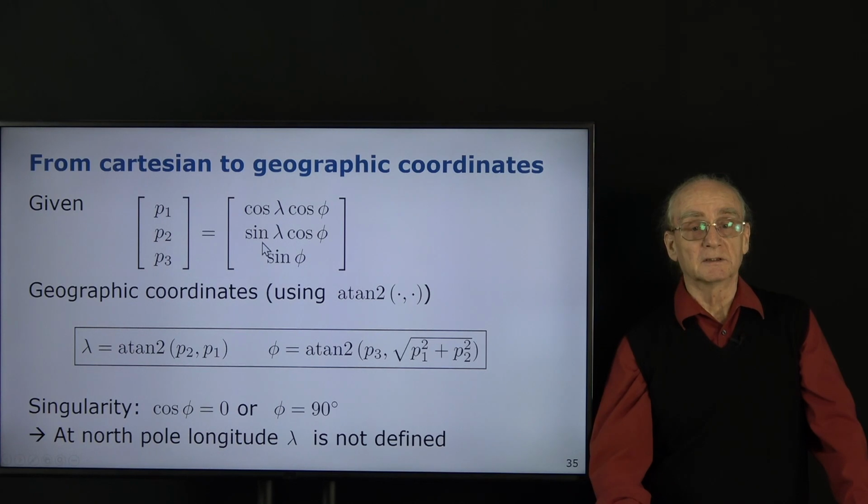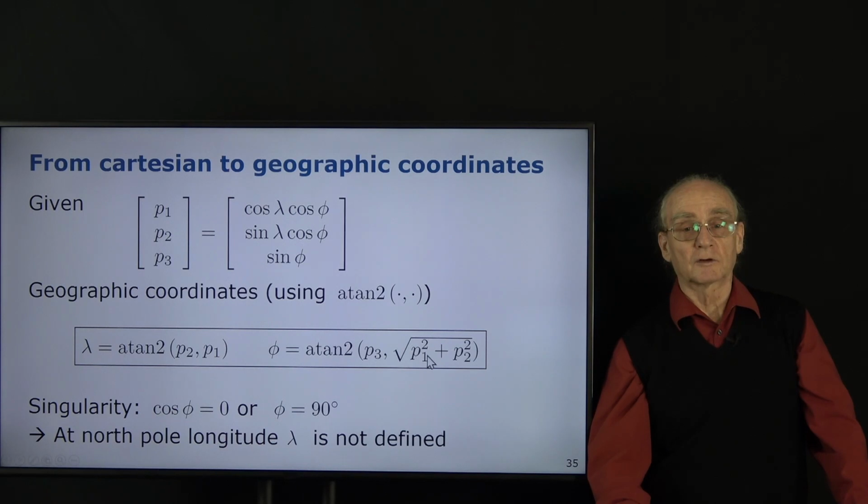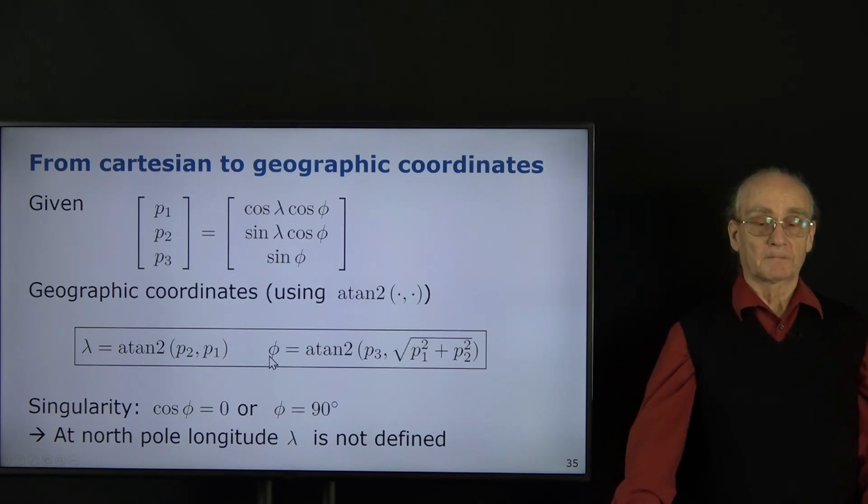So lambda is easy. Lambda is the arctangent of P2 and P1. And phi is the arctangent of the third value. And again, this trick with the square root of the sum of the squares. To eliminate phi, we get the sine and the cosine here, and we eliminate lambda by this expression. So it's actually the square root of the sum of these two squared values, which leaves us the cosine of phi. So we have here the sine of phi and the cosine of phi, and we get the angle. Okay, this is fine.